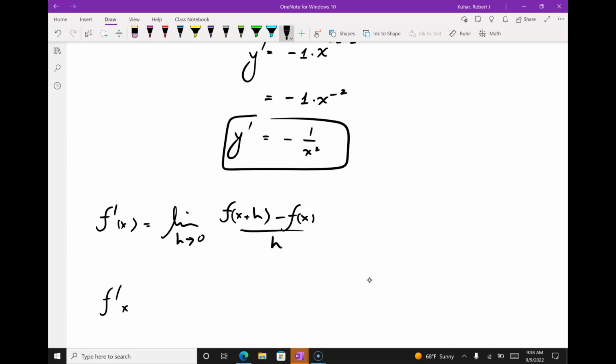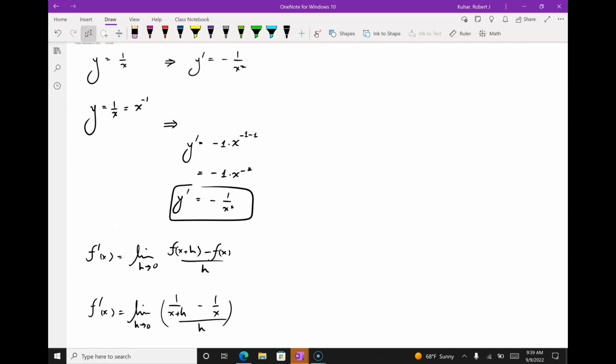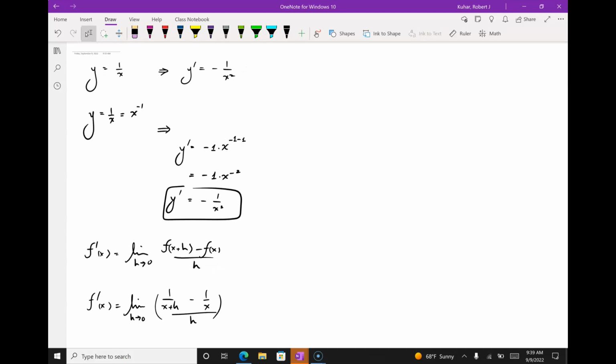So here we go. f prime of x is the limit as h goes to 0 of 1 over x plus h minus 1 over x, all divided by h. You with me? Yep. So I see my original function, and what am I putting in first? x plus h, right? Then I'm subtracting the original function, right? y2 minus y1, all over h, which happens to be x2 minus x1, right? Rise over run kind of thing.